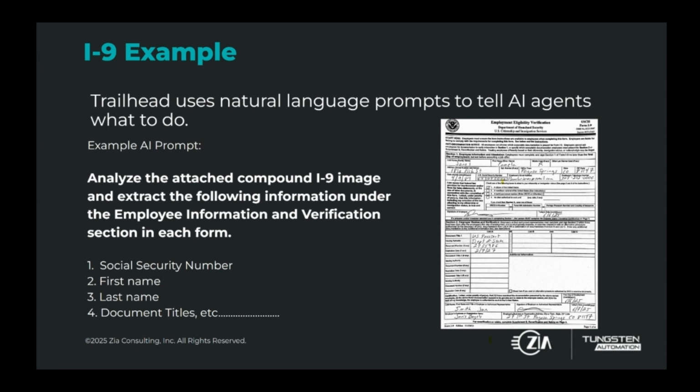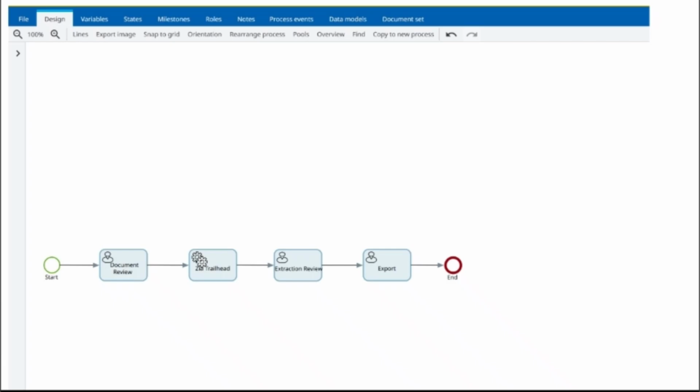In this example, the AI prompt is something like, analyze the attached I-9 image and extract the following information: Social Security number, first name, last name, document titles, etc., for all of the data that you need from the form. For this demo, we are using Tungsten Total Agility as the capture process backbone.